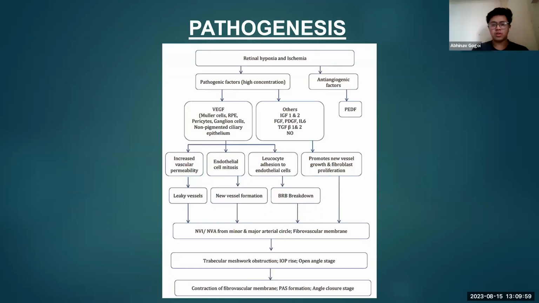Now the pathogenesis of neovascular glaucoma. It causes retinal ischemia, which leads to an imbalance between the angiogenic and anti-angiogenic factors. Angiogenic factors like vascular endothelial growth factor increase, which leads to the proliferation of endothelial cells and also causes neovascularization, which occludes the trabecular meshwork and leads to a formation of a fibrovascular membrane.